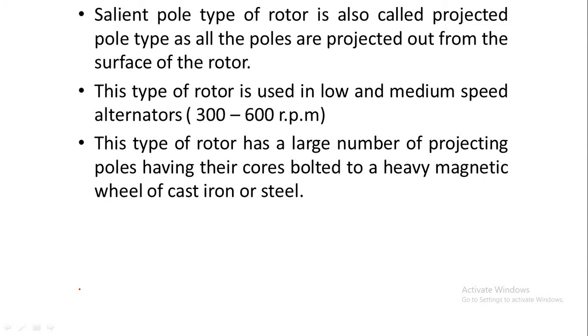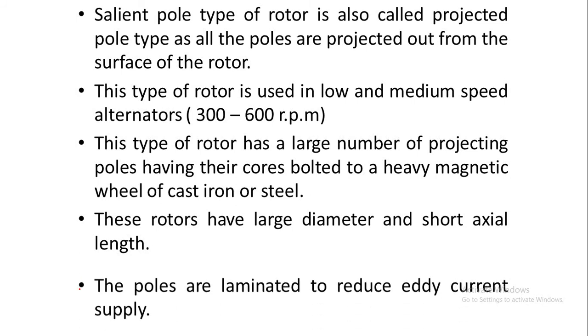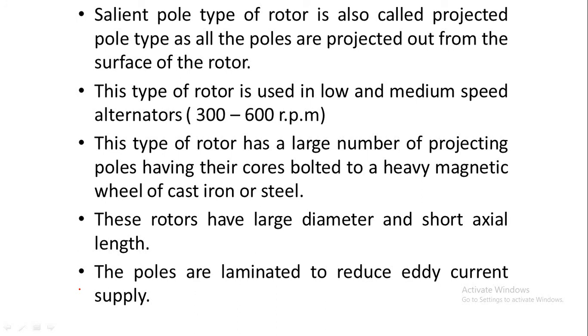The third point is this type of rotor has a large number of projecting poles having their cores bolted to a heavy magnetic wheel of cast iron or steel, and these rotors have large diameter and short axial length. And the last point is that the poles are laminated to reduce eddy current losses.